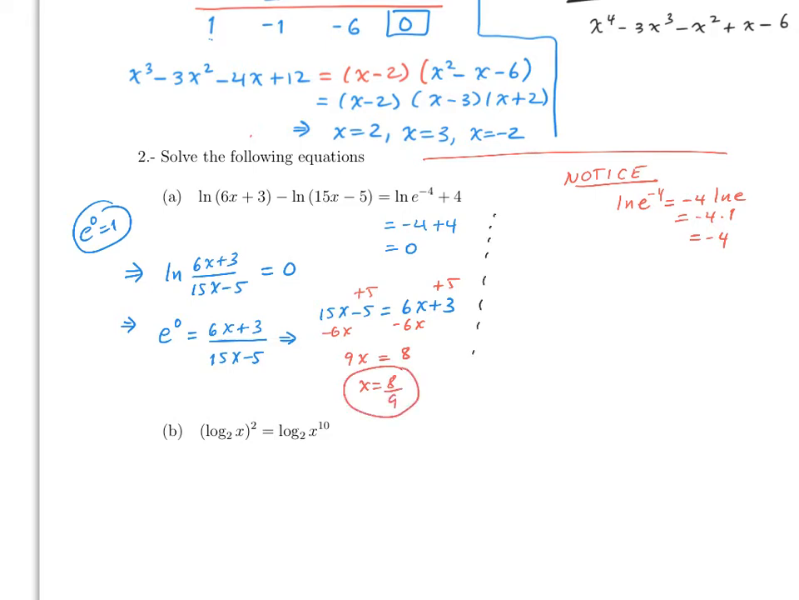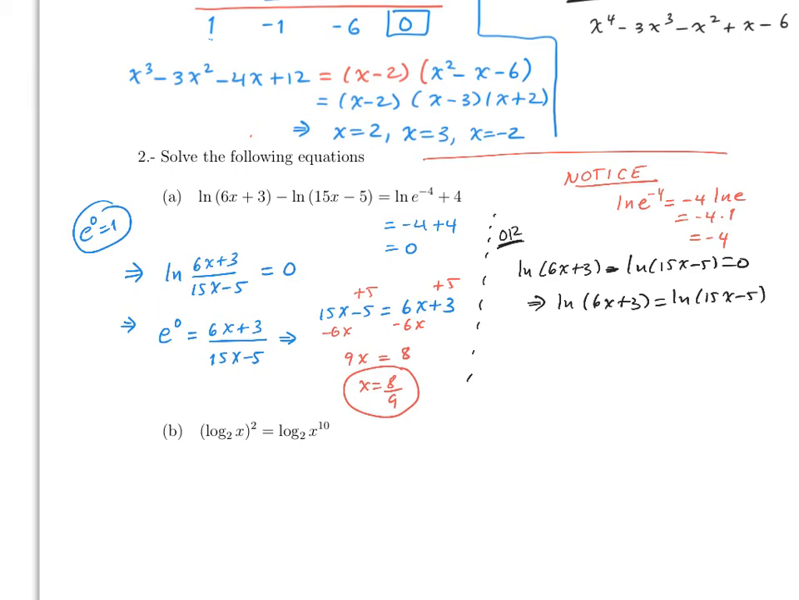Now notice that in this case, since the right side equals 0, you have technically ln of 6x plus 3 minus ln of 15x minus 5 equals 0. So you pretty much could say that ln of 6x plus 3 equals ln of 15x minus 5.